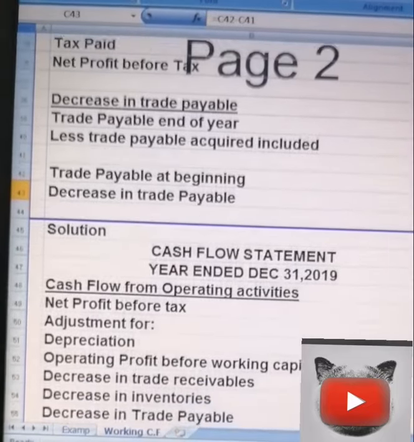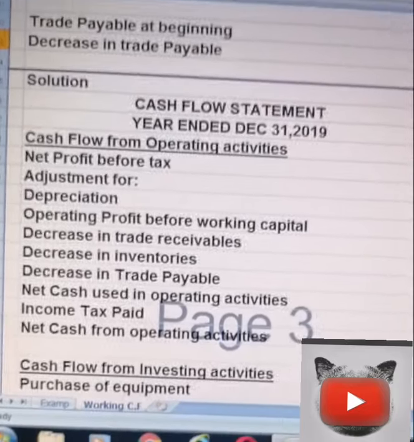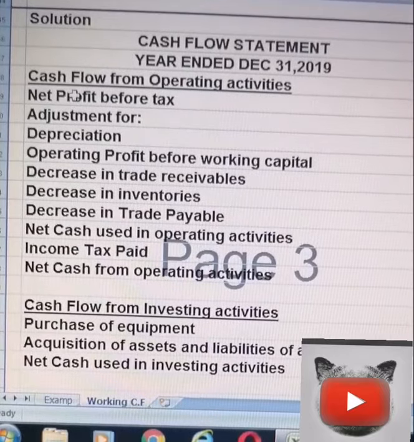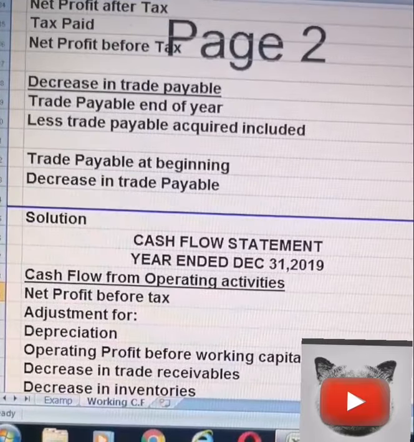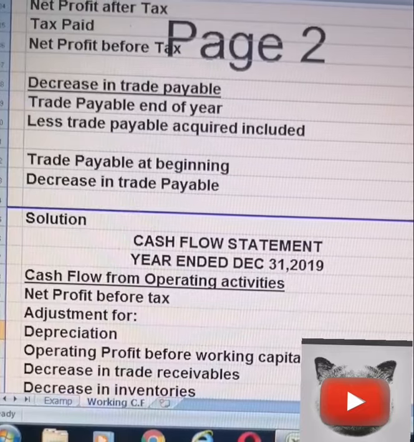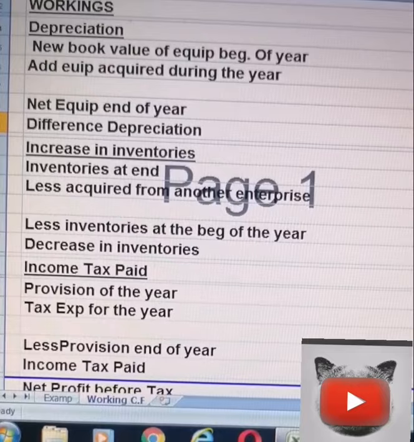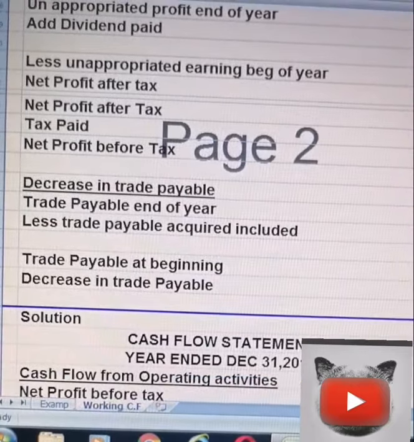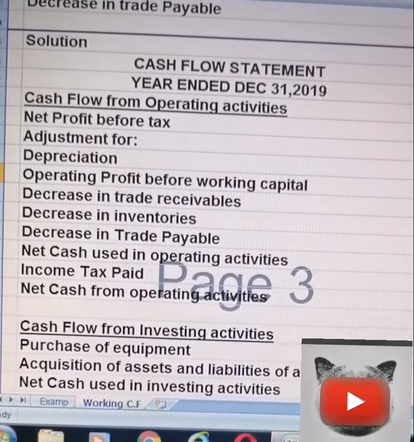Now we have made the schedule working above, and now we come to the solution of the cash flow, how to present it. We have calculated net profit before tax of 33 million as above here. Depreciation calculated above was 4 million. This is a non-cash item and is always added back. Operating profit before working capital changes comes to 37 million.